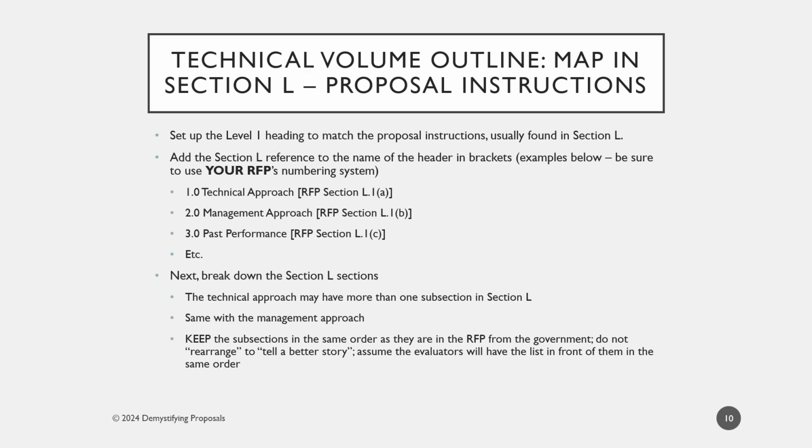Next, you want to break down the section L sections. So the technical approach usually has more than one subsection in section L. Same with the management approach. You want to keep the subsections in the same order as they are in the RFP. Do not rearrange the sections to, quote, tell a better story. Assume the evaluators will have a list in front of them that is in the same order, and your proposal should be in exactly the same order as they're expecting to see it.